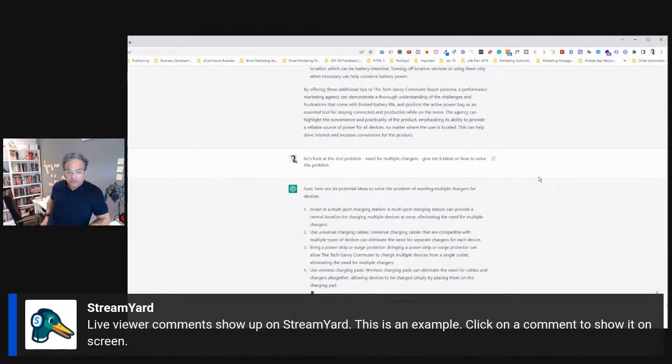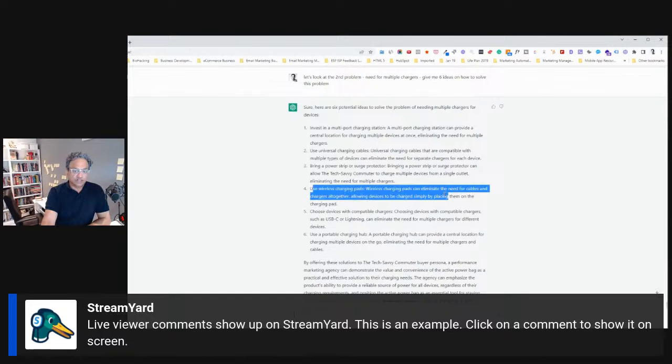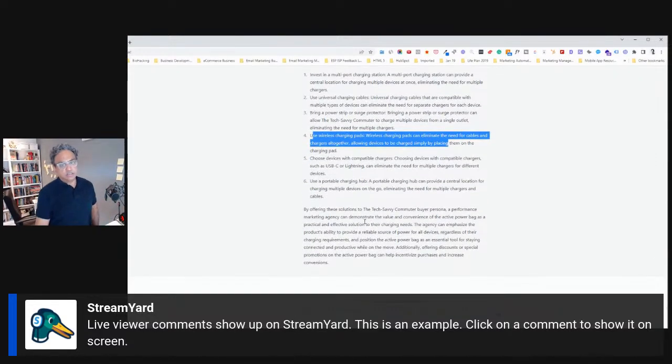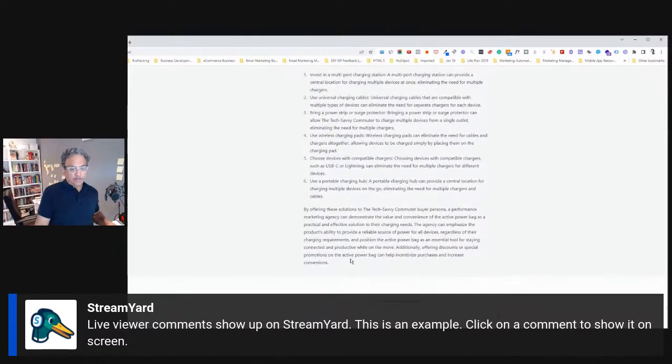Invest in a multi-port charging station, universal charging cables, power strip or surge protector, wireless charging pads, devices with compatible chargers, portable charging hub. So yes, wireless charging pads. There we go. So this is a specific problem, and this is a product that we are selling, by the way, wireless charging pad. So definitely something that's worth interacting with here. So let's stay focused, because a lot of these products are for active charging, active lifestyle with no access to this thing. So remote power banks, remote wanderers, travelers, that becomes your typical message, that becomes your typical theme.